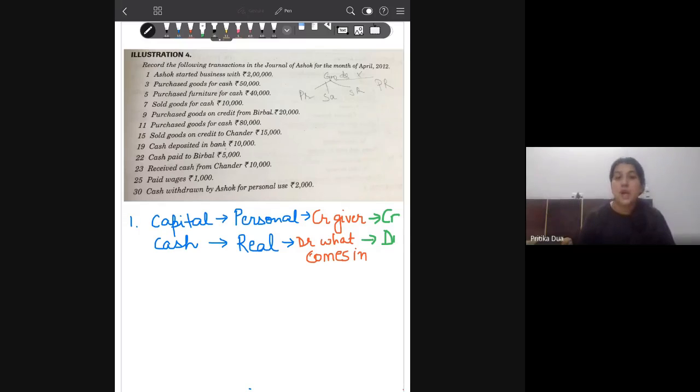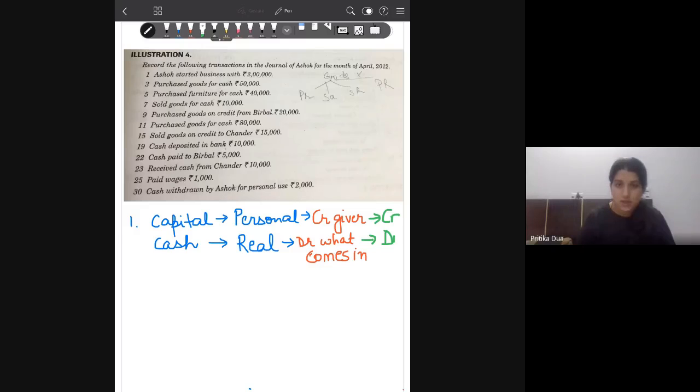So we start with identification of the accounts, then we classify them, apply the rule, and then decide which account needs to be debited and which account needs to be credited. This will help us very easily pass the journal entry. But first we will apply this rule to each of the transactions given. Identify debit or credit.